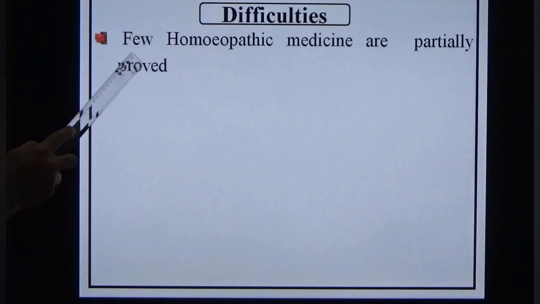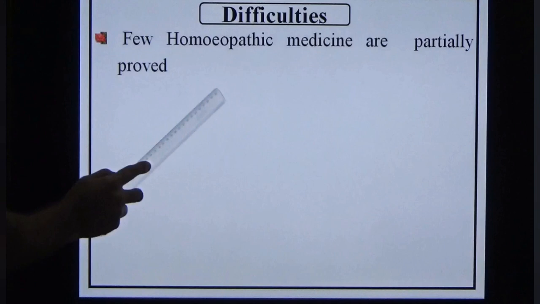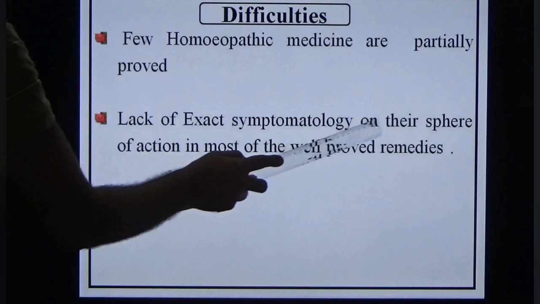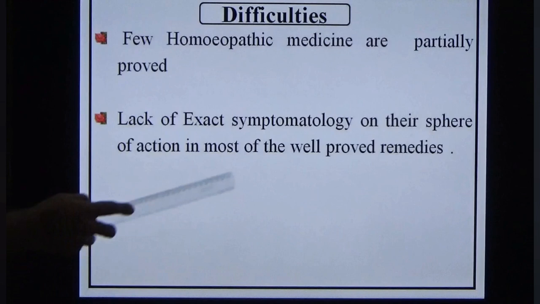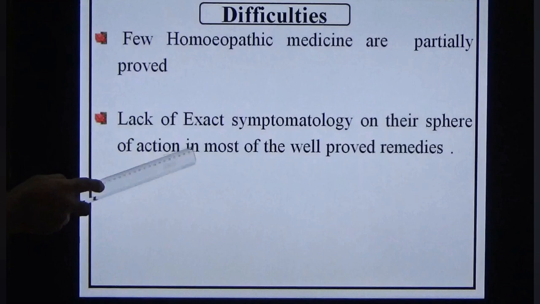Few homeopathic medicines are partially proved. For example, we know Filix mas is used for tapeworm, but we are unable to define which type of tapeworm. So that is a problem, and we need to do some scientific research which helps to identify it. Next is the lack of exact symptomatology on the sphere of action in most of the well-proved remedies. Same example: Filix mas, we know it is good for tapeworm, but which type of tapeworm, it is unable to tell.